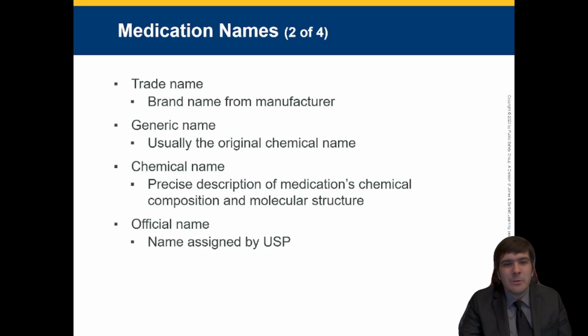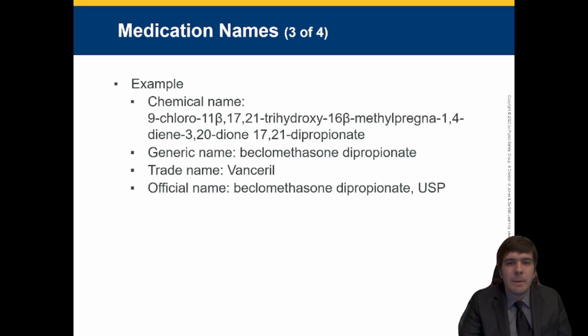And there's also an official name, which is just ondansetron hydrochloride. That's the name given by the USP, which is the United States Pharmacopeia. And here's an example, and I'm not going to be reading all that because I don't know how to say it, and I'll embarrass myself. So take a look at that. I'll hold out here for just a second so you can read that. Now we're going to move on.